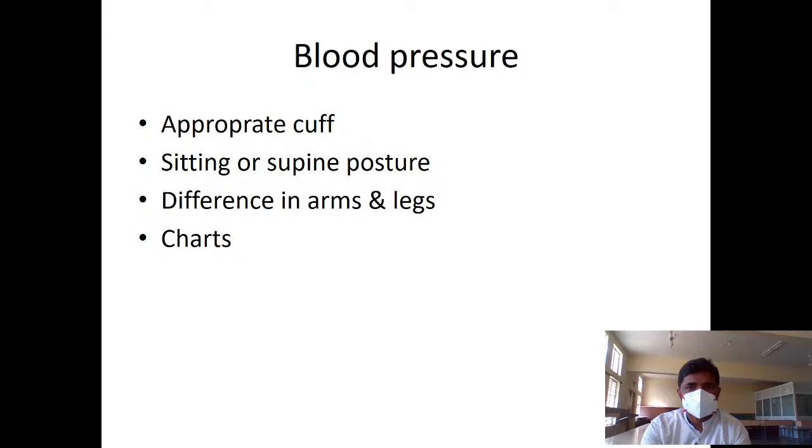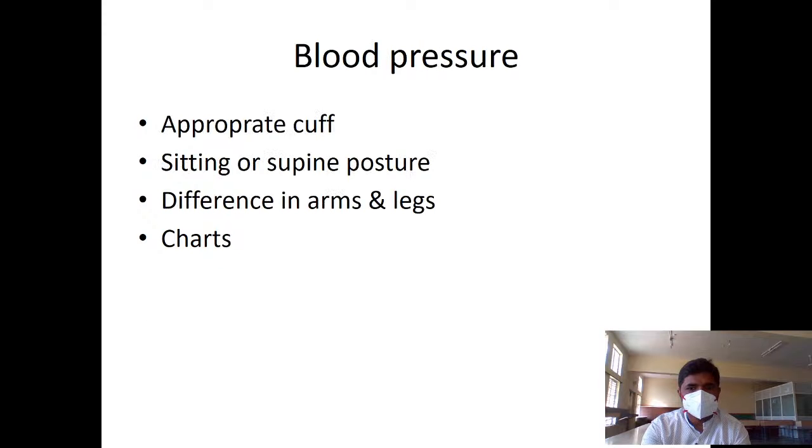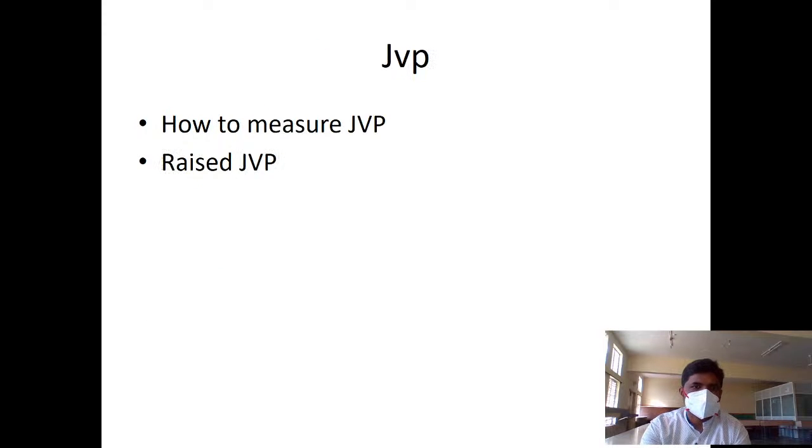So one thing, while looking at the chart, you should know the height of the child as well. Then JVP. Usually in the below 3 years age group, we don't observe JVP because of short neck. But when it comes to the above 3 years age group, you can observe JVP.